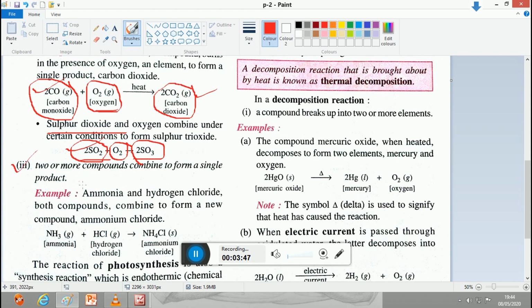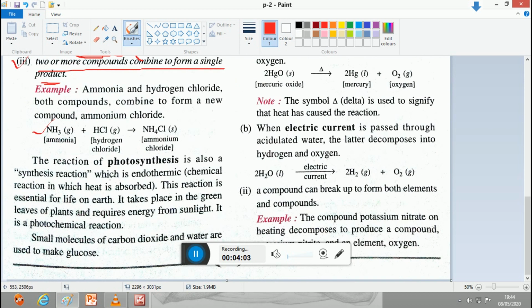In the third category, you will observe that two or more compounds combine to form a single product. In this case, no element participates. For example, when ammonia reacts with HCl, or hydrogen chloride gas, it forms ammonium chloride. This is an example of combination of compounds to form a new compound.